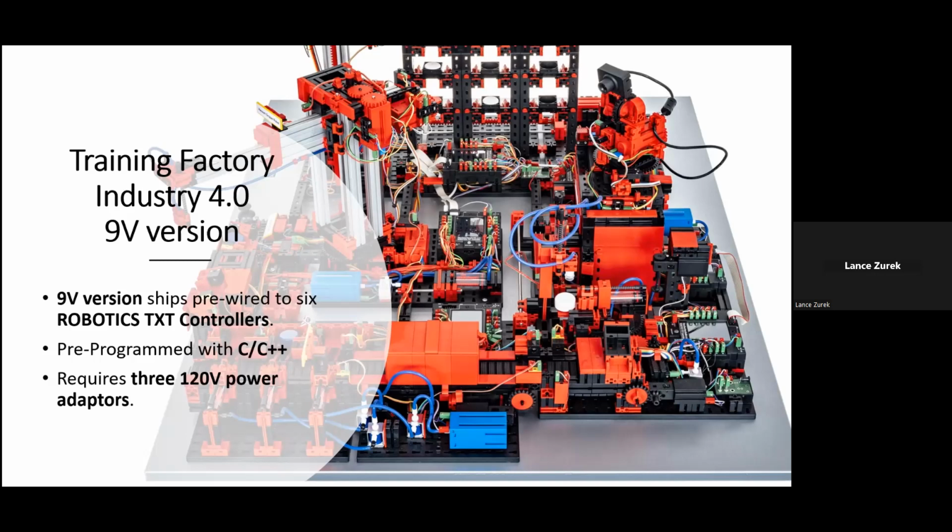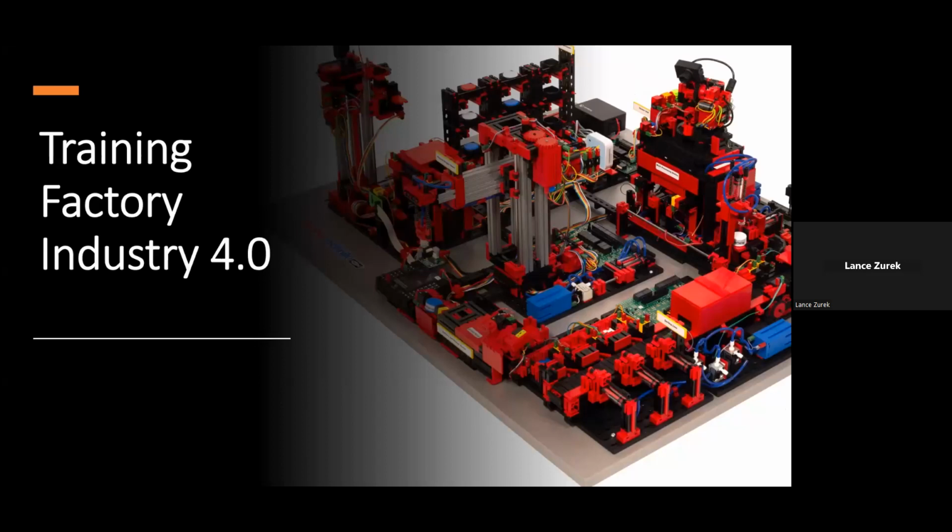Dimensions for these models are approximately 39 by 31 by 16 inches. They have a weight of approximately 51 to 53 pounds, depending on which version. And as with the 2 factory simulation models we discussed previously, we recommend the optional travel case to help protect your model during transport or storage. And that is the Training Factory Industry 4.0 model, again, available in both 9-volt and 24-volt variations.